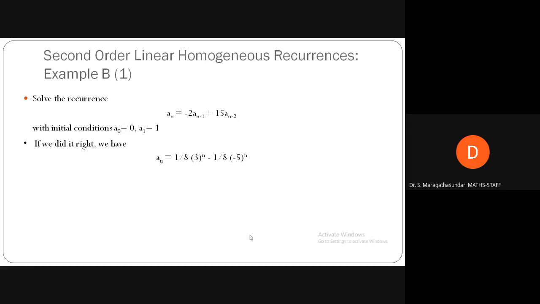If you frame the characteristic equation, what will you get here? r square plus 2r minus 15 equal to 0. So using that, we'll be getting alpha 1 equal to 1 by 8 and alpha 2 equal to minus 1 by 8. Just solve this equation. The final answer is alpha 1 equal to 1 by 8 and alpha 2 equal to minus 1 by 8.